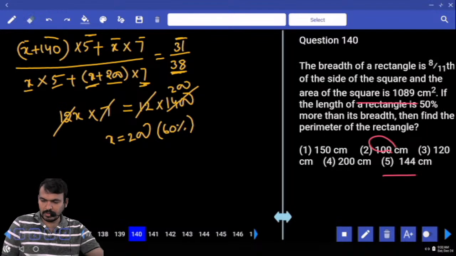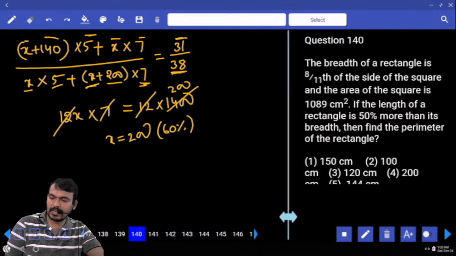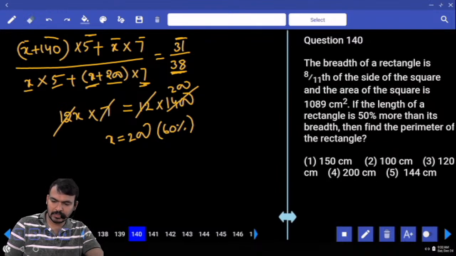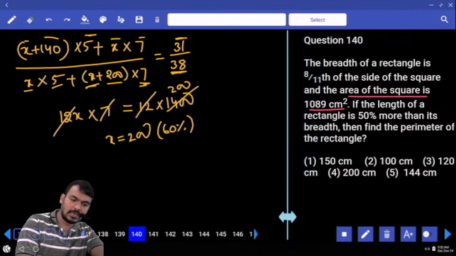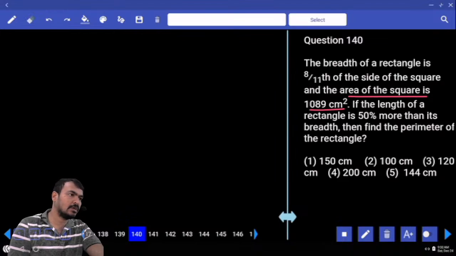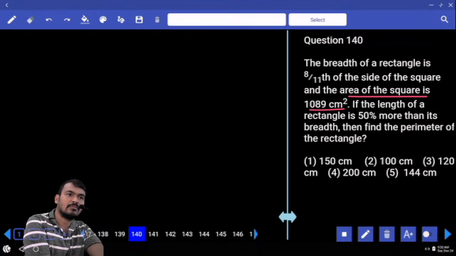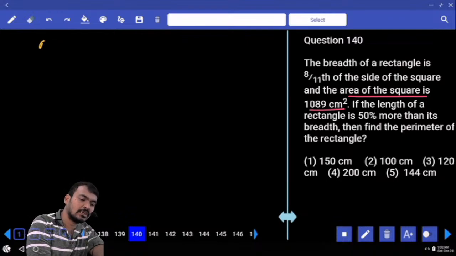Question number 140. The breadth of a rectangle is 8 by 11th of the side of a square, and the area of the square is 1089. Area of a square 1089 means the side of the square is 33.